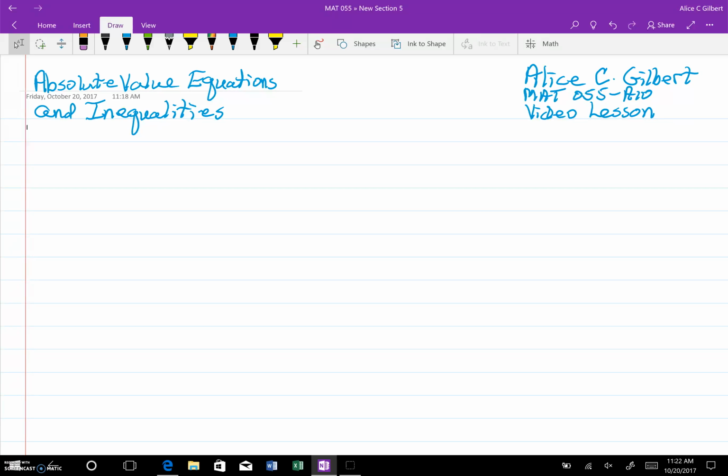Now we're going to talk about absolute value equations and inequalities. So the first thing we need to figure out is what is the definition of absolute value, because if you don't understand that, you won't be able to understand how to do these equations and inequalities. Write down what you think the definition of absolute value is, and then come back and we'll talk about it.